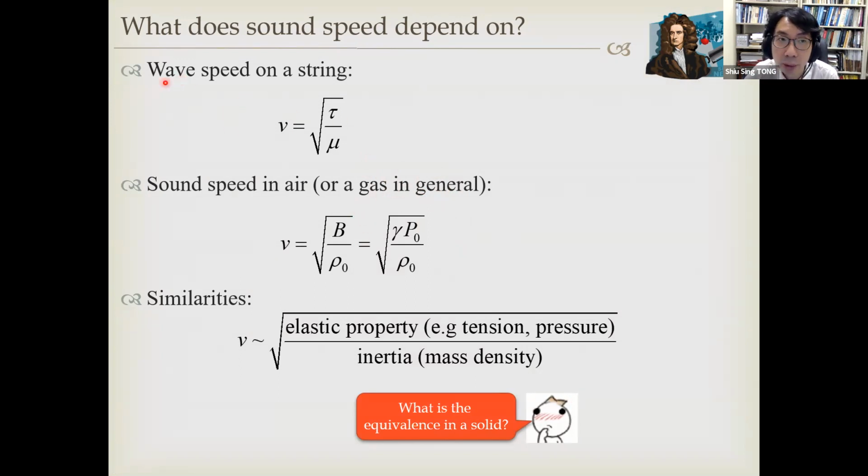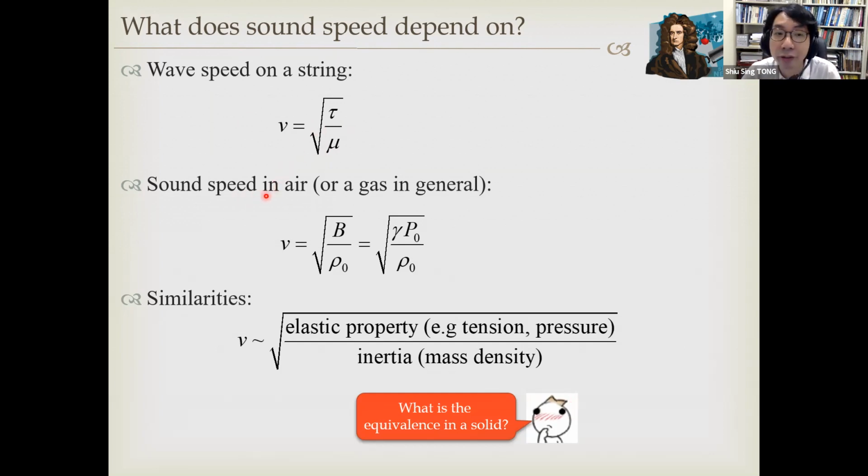Now we go back to the wave speed on the string. For a vibrating string, this is a transverse wave. It's not a sound wave. For a transverse wave on the string, we have the velocity given by the square root of tau over mu, where tau is the tension, right? The elastic property is the tension, and mu is the mass per unit length of the string, essentially the density. The density is mass per unit length, or per unit area, or per unit volume, right? So mu is actually the linear density, the mass per unit length.